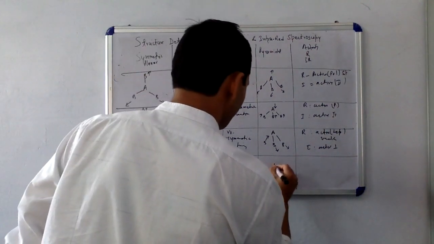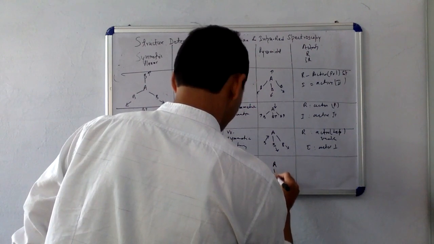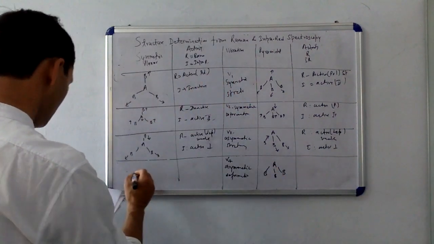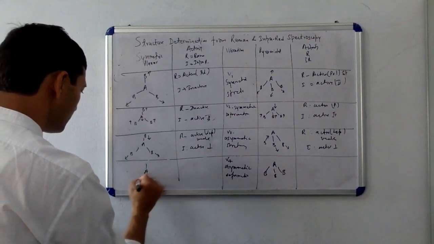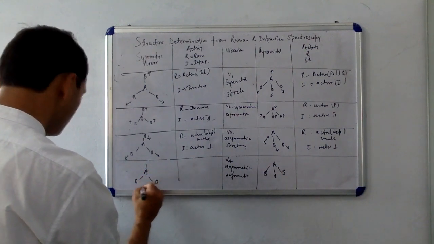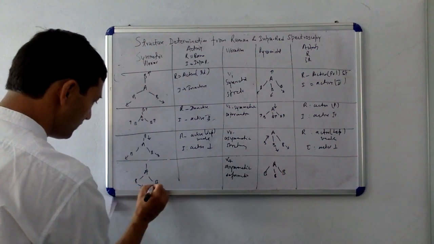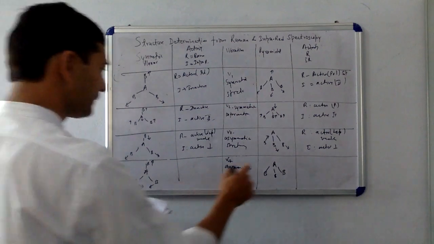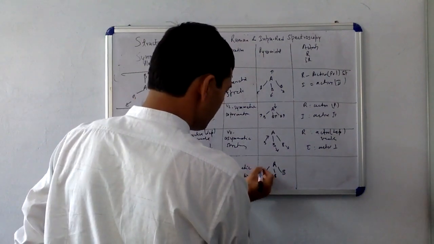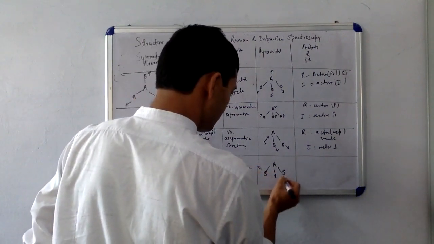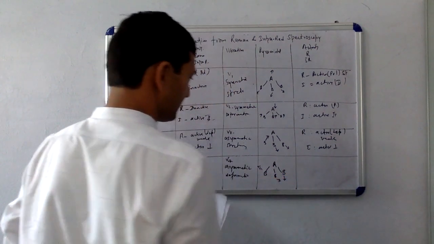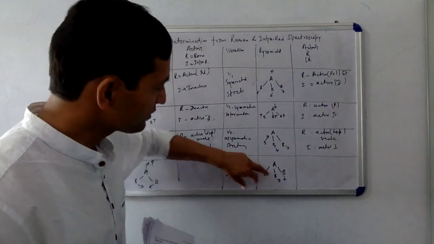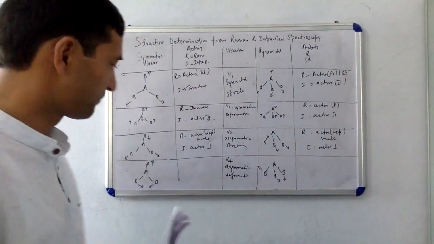So you have this A, you have this B, and this is B, and this is B. So this B is moving this way, and this B is moving this way, and this B is moving up. Here, this B is moving this side, this B is moving this side, and this B is moving this side. So these bond angles are changing.